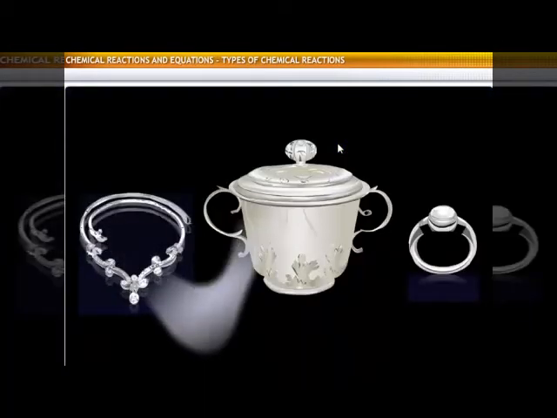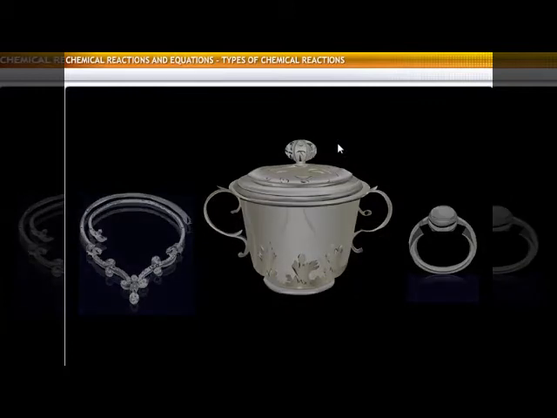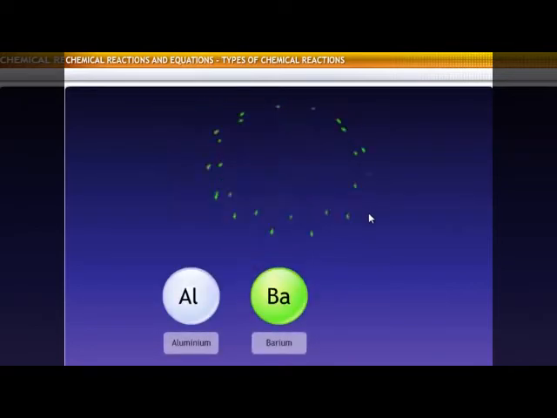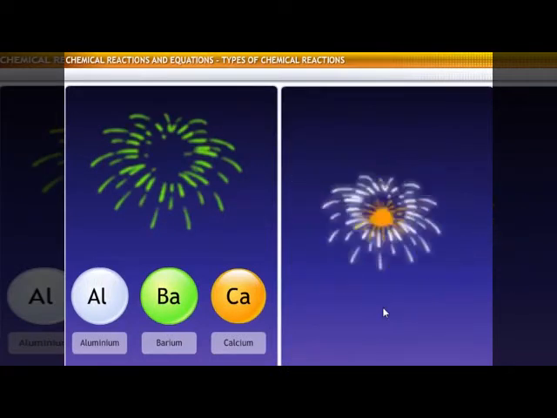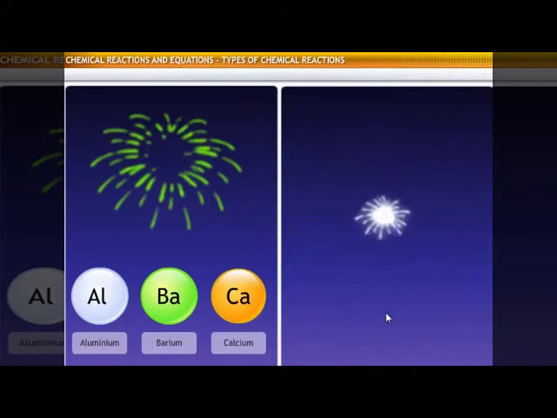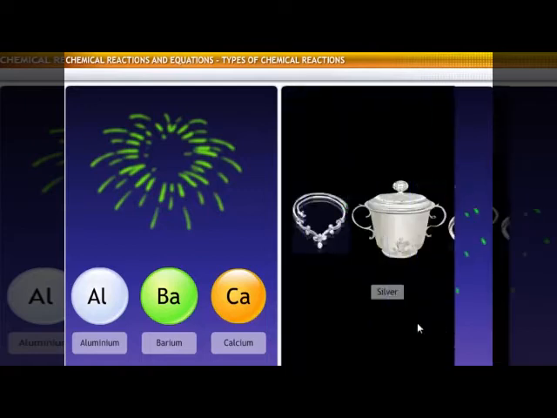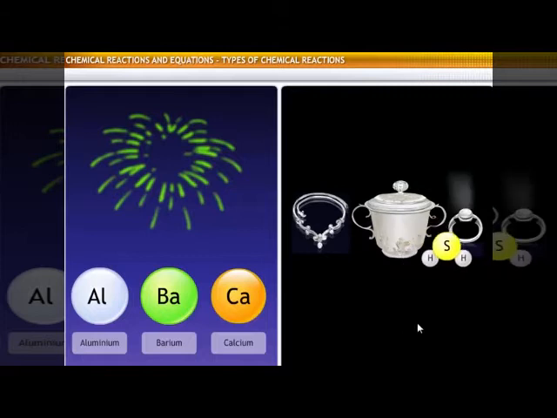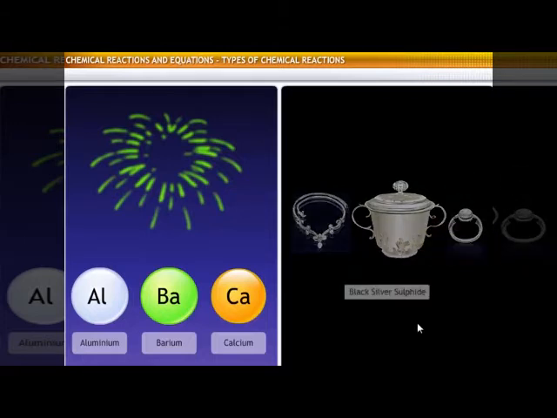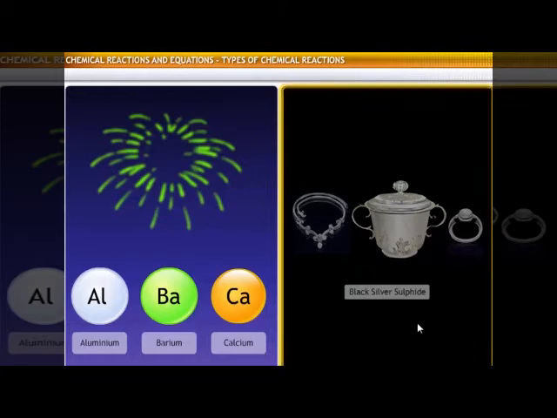Have you ever wondered why silver gets tarnished? Crackers contain chemical substances like aluminium, barium, calcium, etc. that burn in oxygen to impart a silvery white sparkling effect with green and orange colors. Thus, elements get oxidized when you burn crackers. Similarly, silver reacts with hydrogen sulfide in air and forms black silver sulfide. Thus, silver combines with sulfur in this reaction.